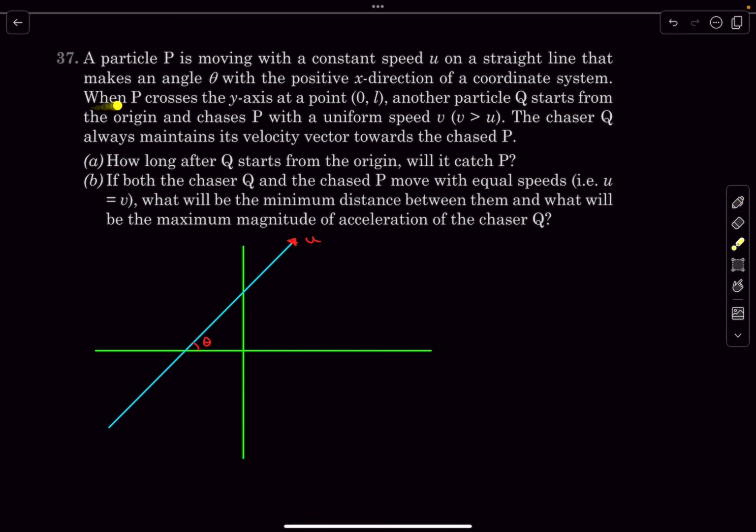Now when the particle P crosses the y-axis, meaning when it is at this point, another particle Q starts from the origin and chases point P with a uniform speed of v. And it's given that v is greater than u.